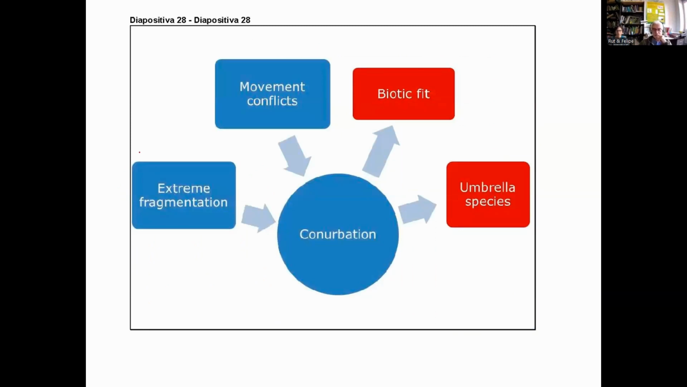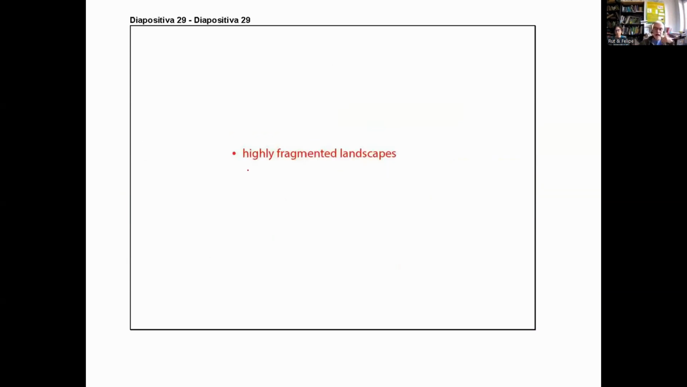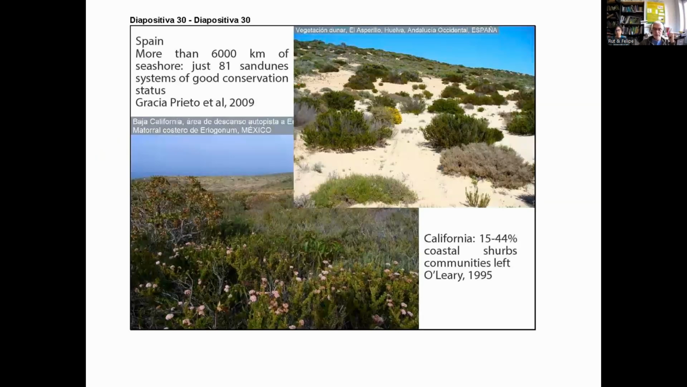So in conurbation, we are going to talk about this extreme fragmentation. This is the response of the biodiversity. The biodiversity became highly fragmented. For example, to give you just a few figures, in Spain we have 6,000 kilometers of seashore, of coastline, and we have only 81 natural sand dune systems in the country, just because of this high fragmentation of coastal lines.